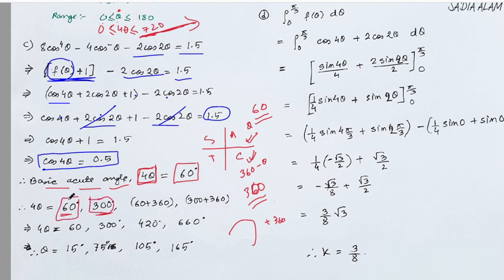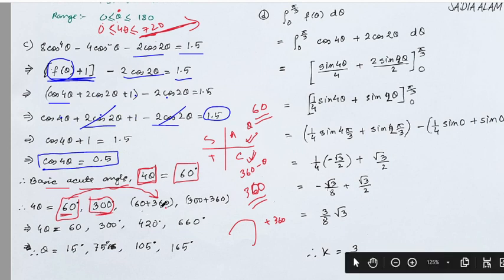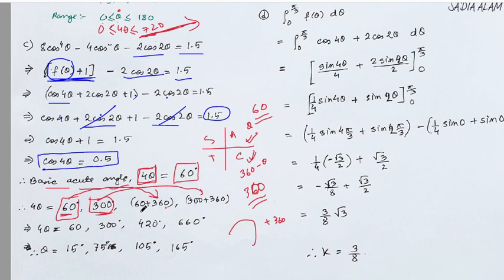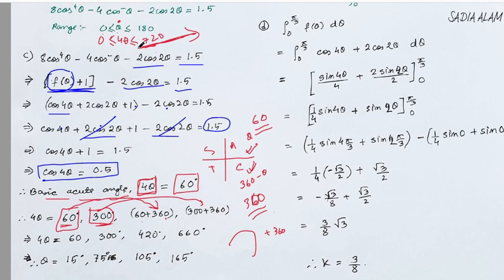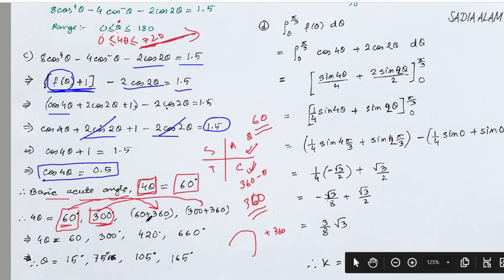So I'm just adding plus 360 to the first angle. So 60 plus 360 will give me another value, then 300 plus 360. So these two values are from the rotation. You need to rotate whenever you have a larger range, and if the values are within the range, then you need to rotate.